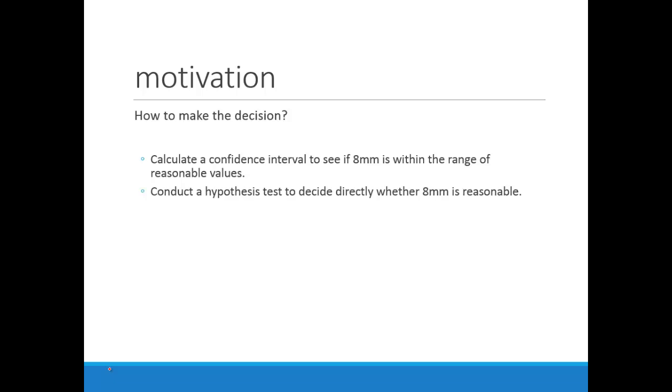The other way to make this decision is to do something called a hypothesis test, and decide directly whether this is a reasonable value for the mean. You might ask, why are we even talking about hypothesis tests if confidence intervals will do the same job? That's a valid point. I think in some classes they only teach one or the other of these things.